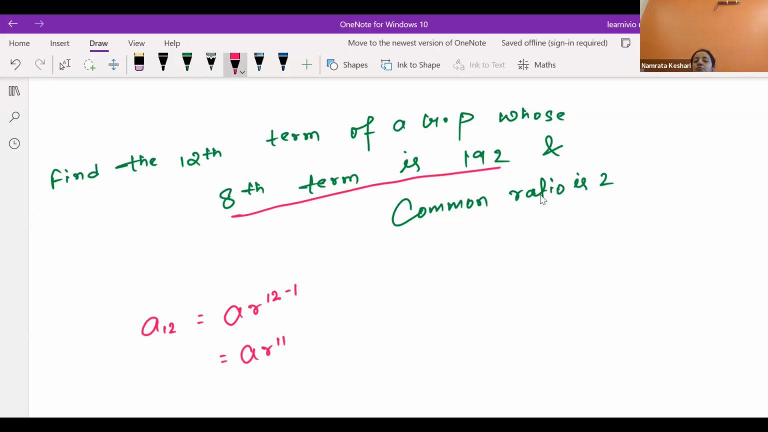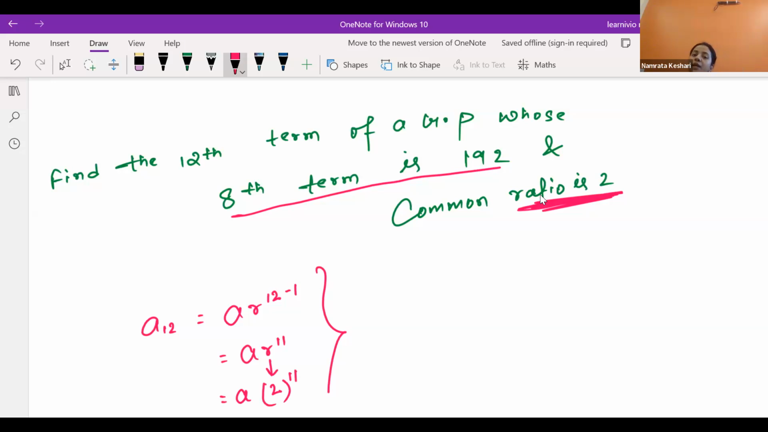Here the common ratio is given as 2, so we can use 2, right? Yes, ma'am. So r is given as 2, 2 to the power 11. But what about this first term A? We don't know. Here it is also given that the 8th term is 192.